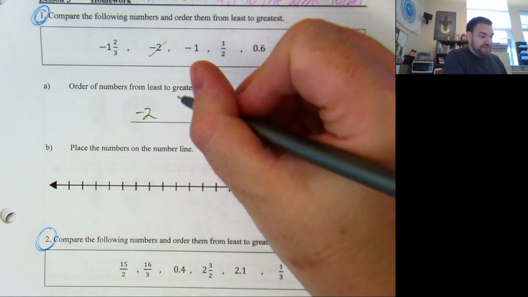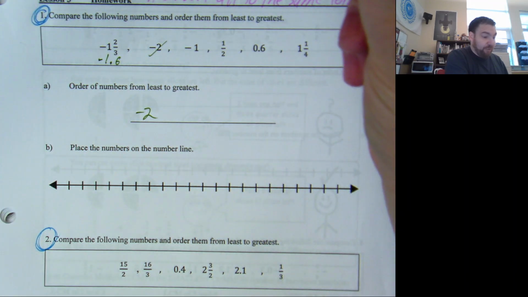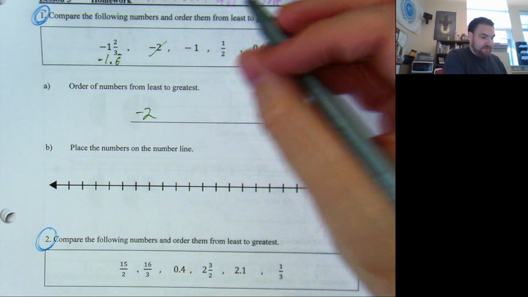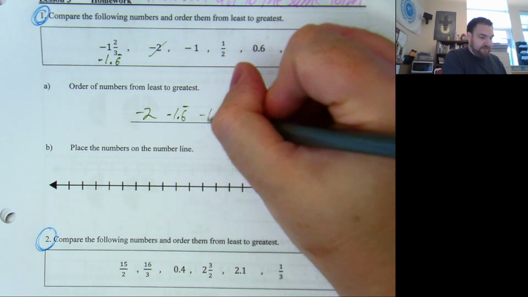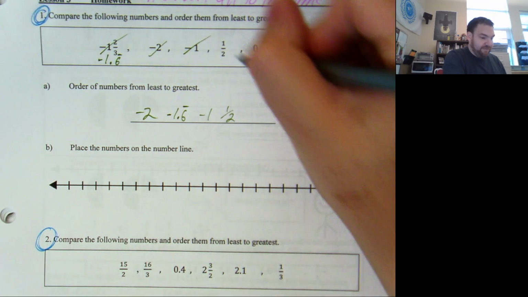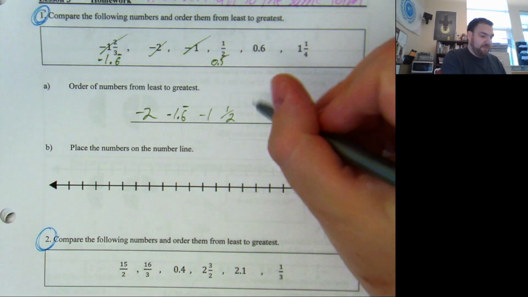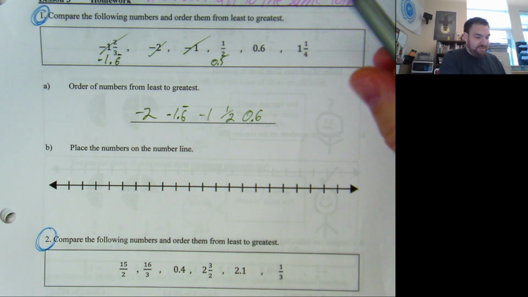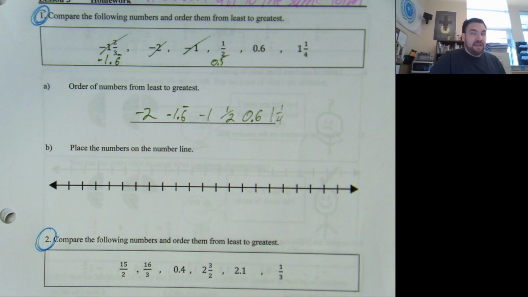Okay, so negative 1.6 is the negative 1 and 2/3. Negative 1.6 repeating, right? Yeah, that makes sense. Negative 1.6 repeating, -1, 1/2, which is 0.5. Cool. 0.6. And then you do 1 1/4. Cool. Love it. That is perfect.